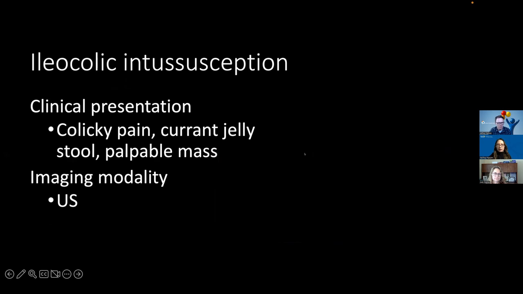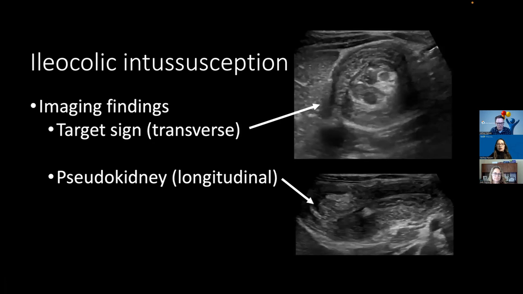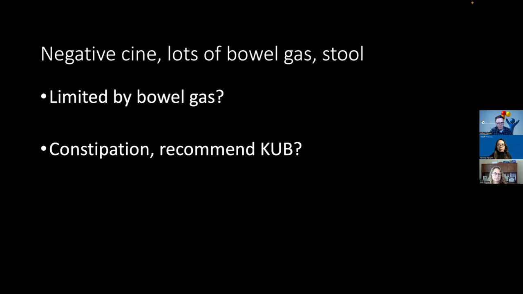You can sometimes palpate a mass, and of course the first line modality is going to be ultrasound. What we look for on ultrasound is the target sign on the transverse plane, and then the longitudinal pseudokidney appearance. I feel like it's now standard of care. You just do the cine clips. We never really follow it up with any kind of more invasive enemas to confirm it.